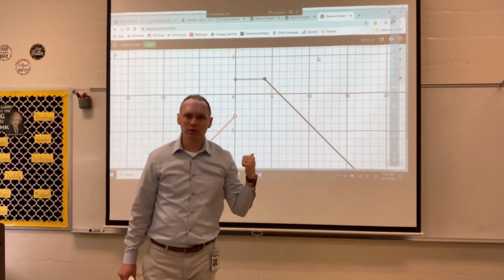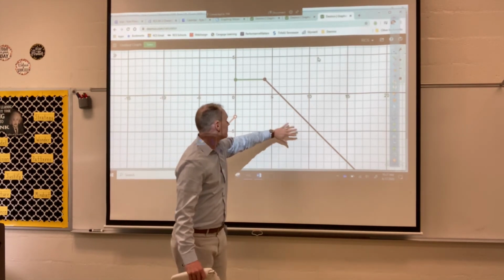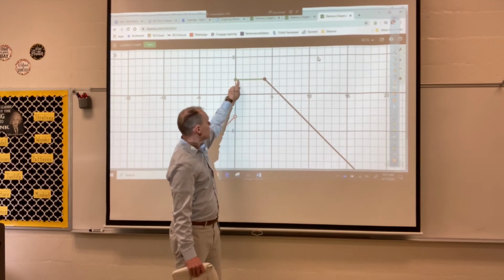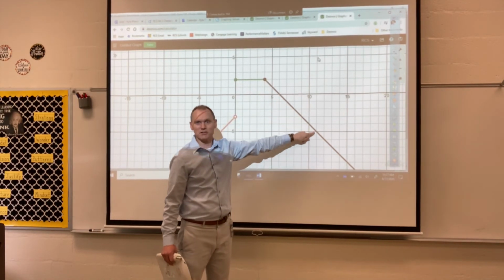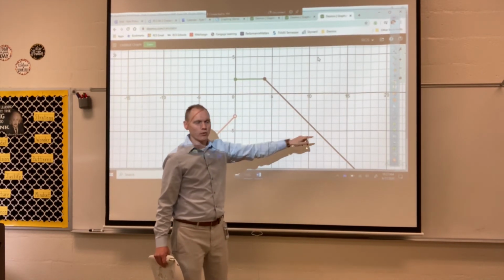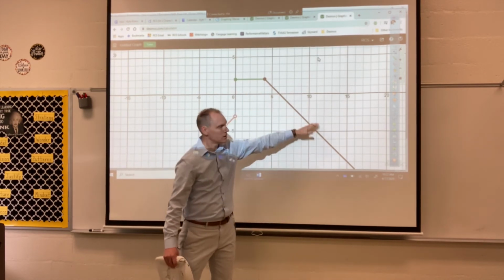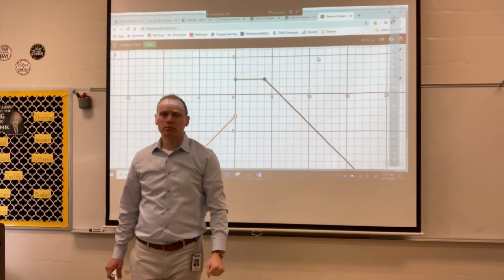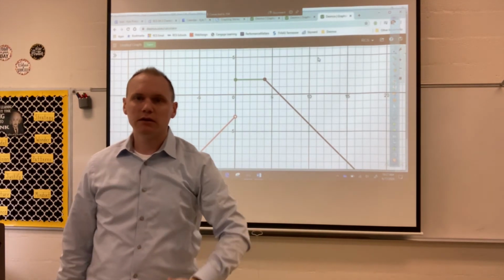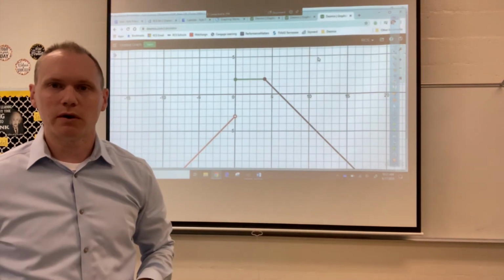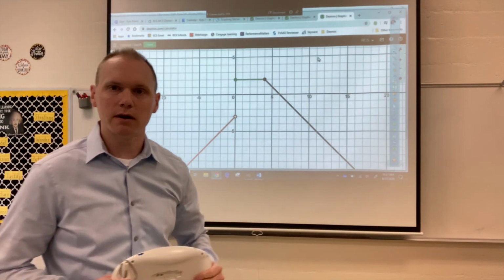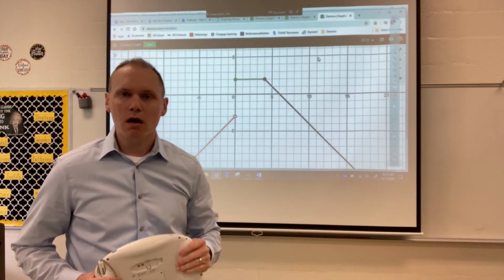But the cool thing about this one is this part of the graph is what we call continuous, meaning I didn't need to pick up my pencil to continue this piecewise function. Whereas over here, I did. So this is not continuous over here, but over here, it is. That gives you an idea of how to graph piecewise functions. Hopefully you were able to do that on your graph paper.